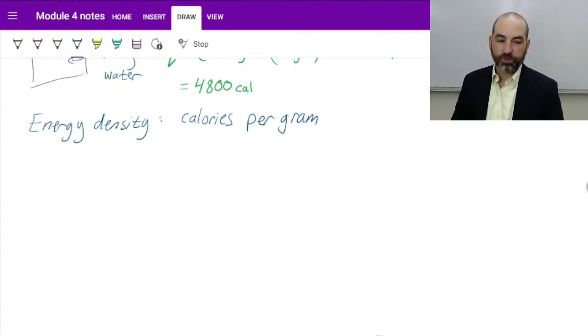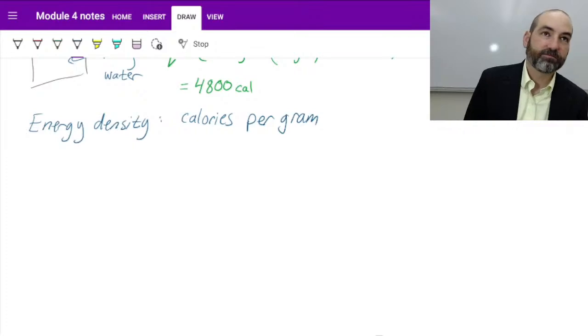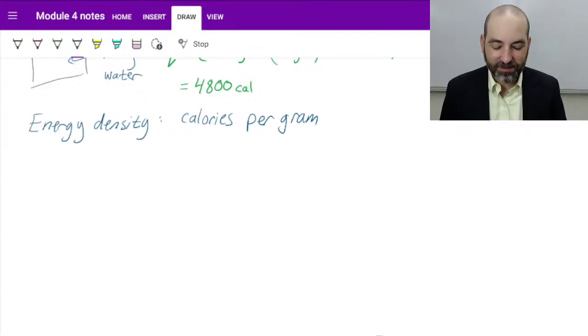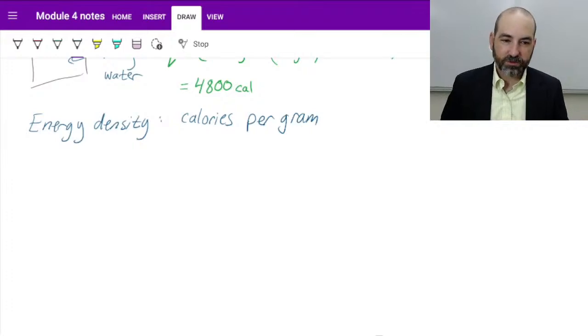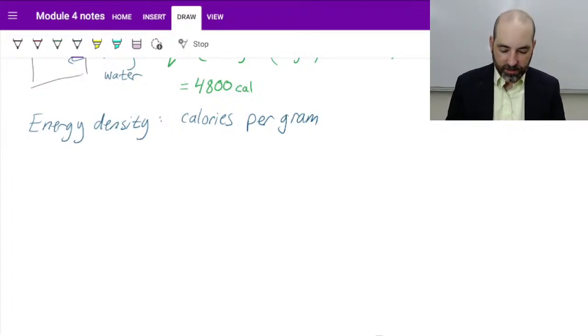Now there's lots of other ways of measuring energy besides calories. There's joules, there's BTUs, there's kilowatt hours, and other ones that I'm not thinking of right now. We're using calories per gram, but we could always do some conversion if we needed to use a different unit system. So our energy density is calories per gram.